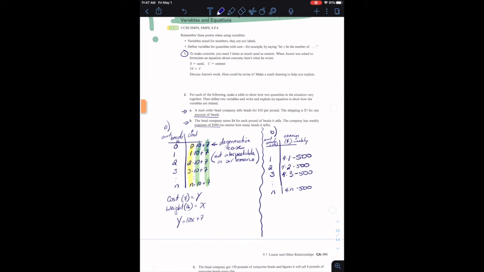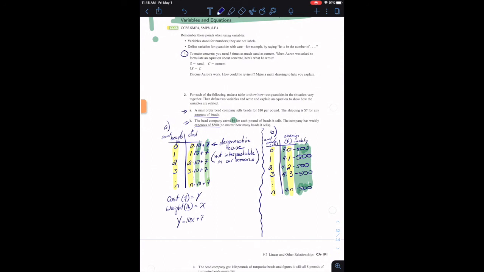Now, if we go back to the degenerative case and see what would happen if they didn't sell anything, that would be 4 times 0 minus 500. And let's take a look again at the variable and the parameters here. The variable is the number of pounds of beads, just like in the previous situation. And the parameters are this 4, because it's earning $4 per pound, and this minus 500, because no matter how many beads it sells, it's still going to have the expenses of $500.